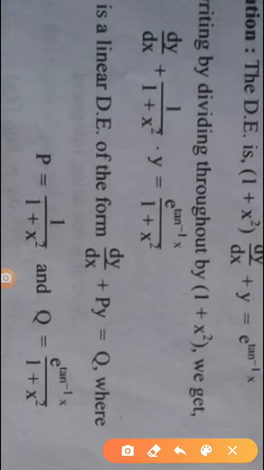When we compare this equation with the general form, we get P equals 1 divided by (1 + x²), where P is the coefficient of y. And Q means the whole RHS, which is e^(tan⁻¹x) divided by (1 + x²), so this is the value of Q. In this manner, by comparing the given differential equation with the general form of a linear differential equation, we get the values of P and Q.